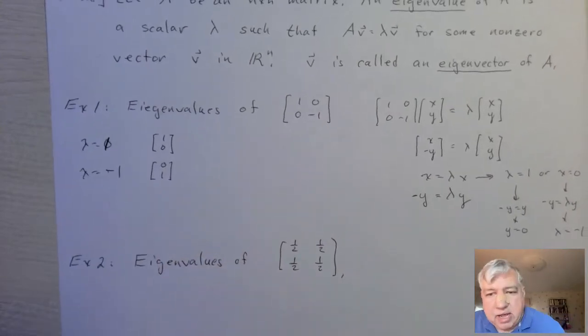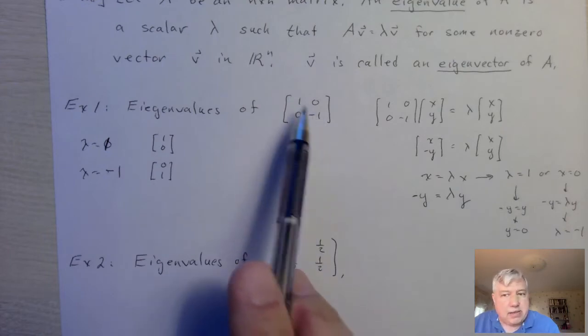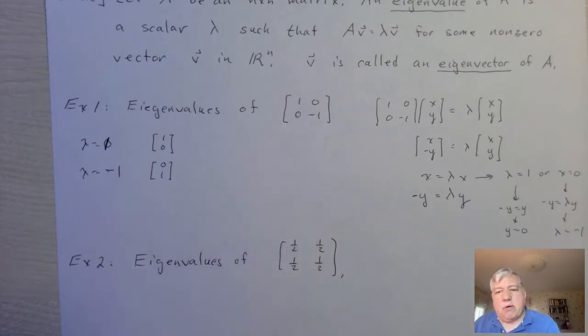And by the way, it's no coincidence that 1 and minus 1 are the diagonal elements. We're going to see later on that when you have a diagonal matrix, the diagonal entries are precisely going to be the eigenvalues. We'll see that later.